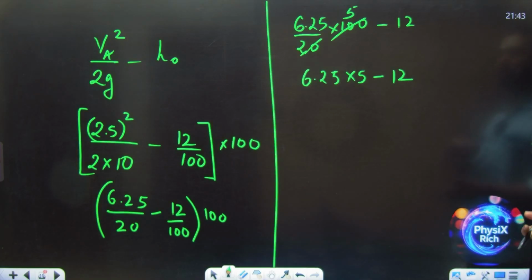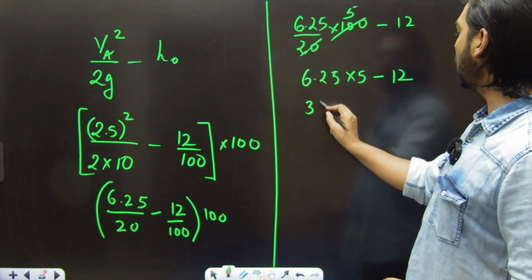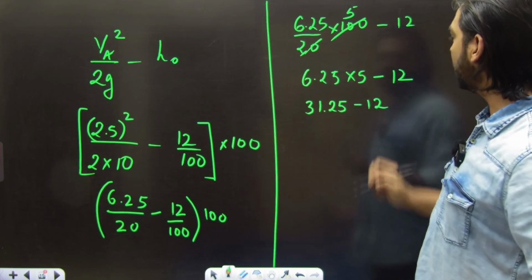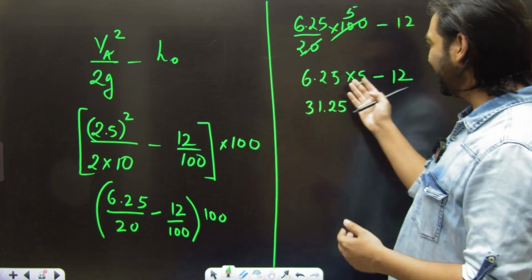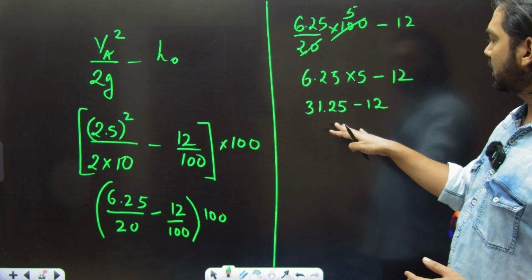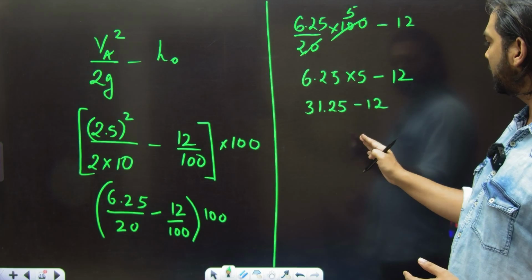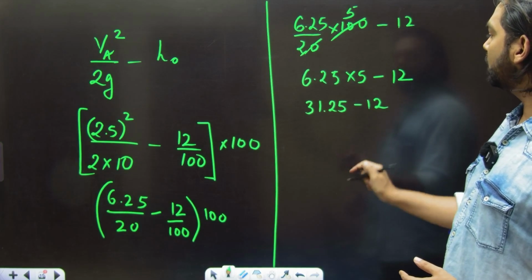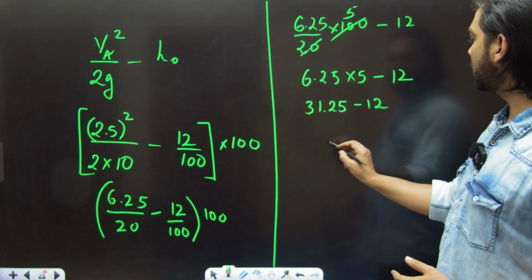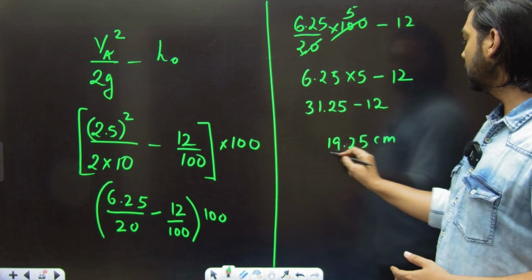So what do I have? I suppose this will be 31.25, right? Yeah, some of you may not believe me. You can try multiplying this yourself. 6.25 times 5 will be 31.25. This is 31.25 minus 12, and I think this answer is slightly lesser than 20. It seems that we have 19.25 centimeters. That is our answer.